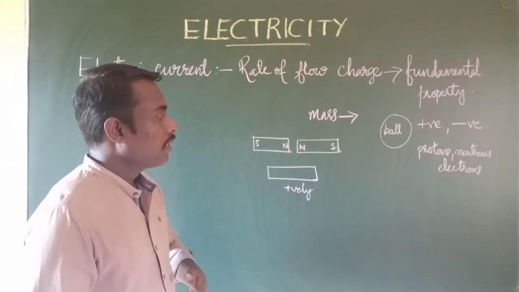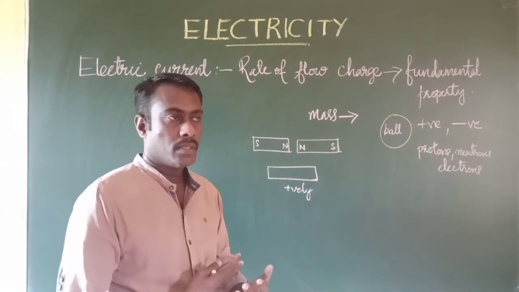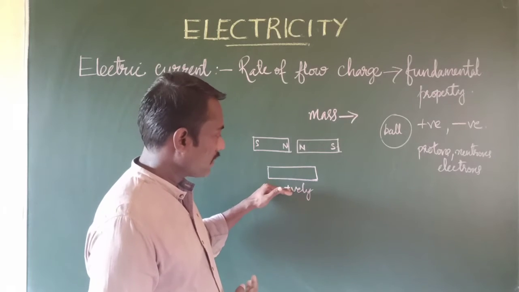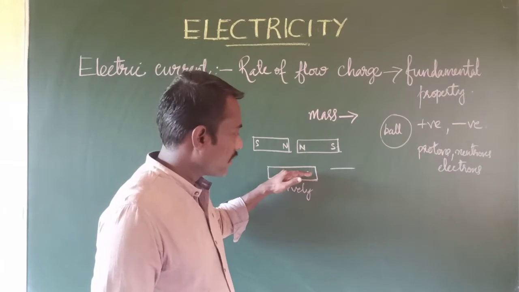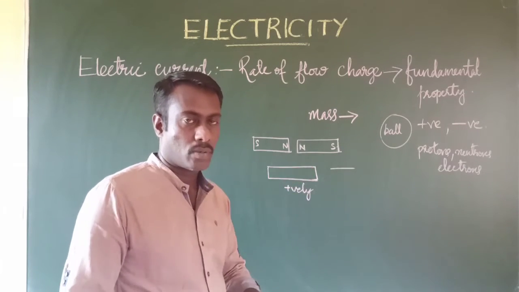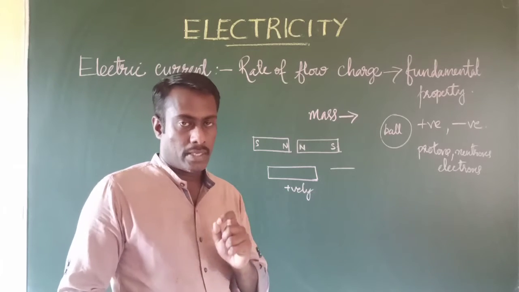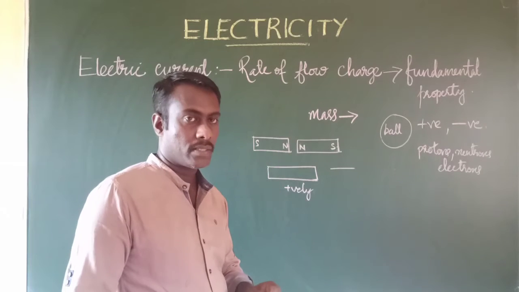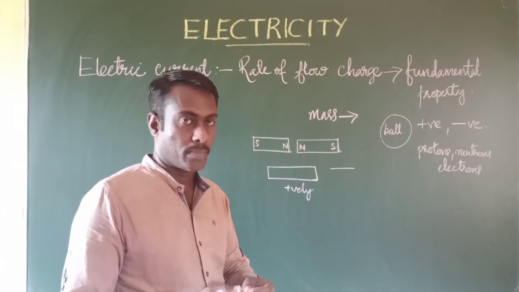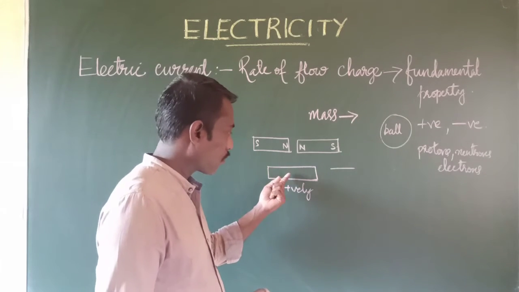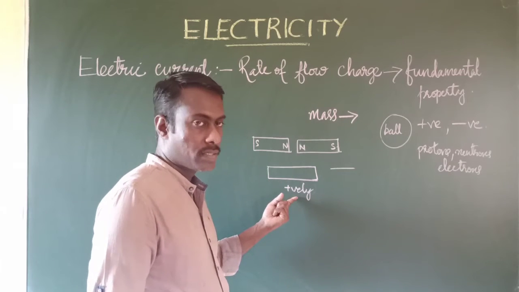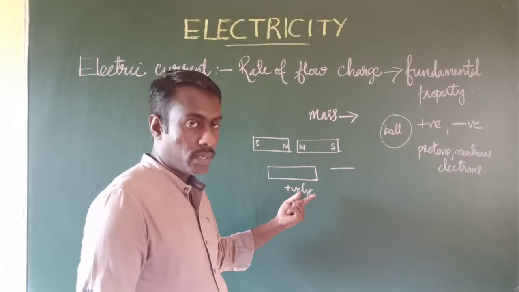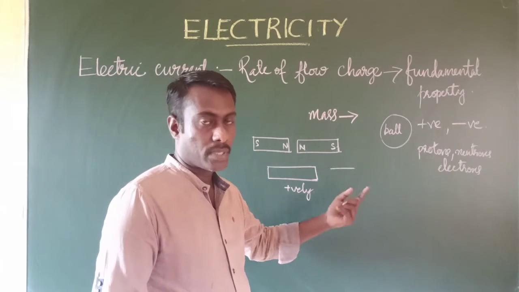Then another one: a positively charged rod is rubbed against a silk cloth. What happens? This rod can attract some pieces of paper. That means this rod is positively charged, and this positively charged rod can attract the negatively charged particles.